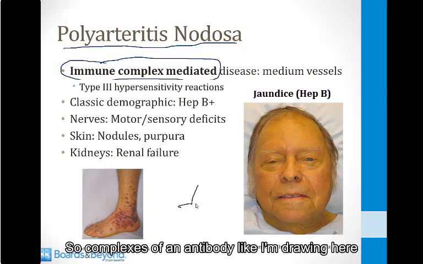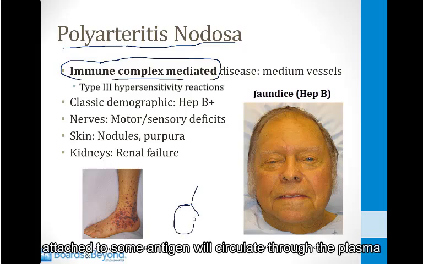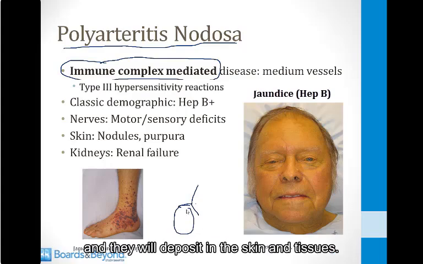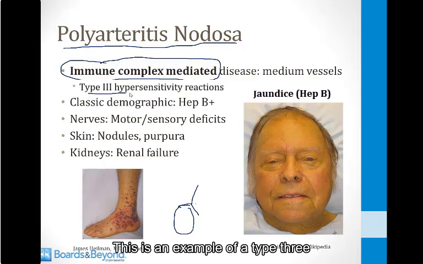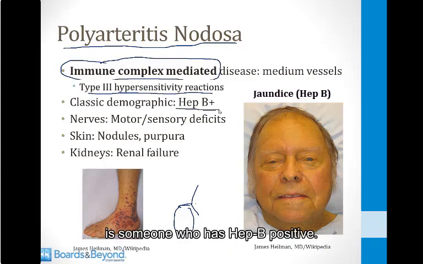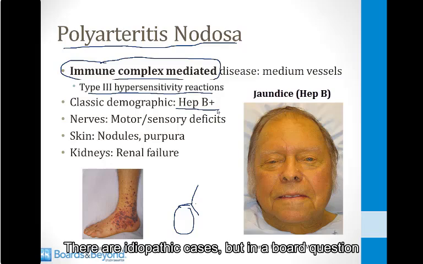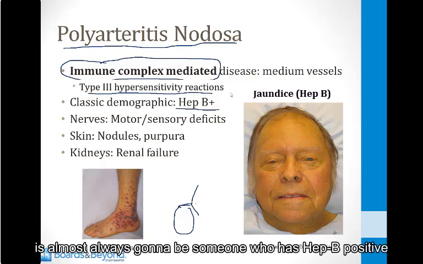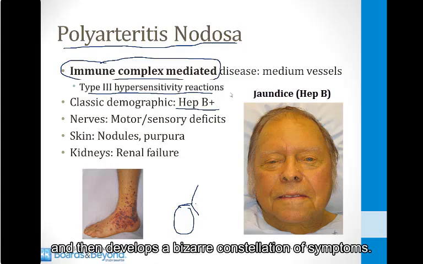So complexes of an antibody, like I'm drawing here, attached to some antigen will circulate through the plasma, and they will deposit in the skin and tissues. This is an example of a type 3 hypersensitivity reaction. The classic demographic to develop polyarteritis nodosa is someone who is Hep B positive. There are idiopathic cases, but in a board question it is almost always going to be someone who is Hep B positive and then develops a bizarre constellation of symptoms.